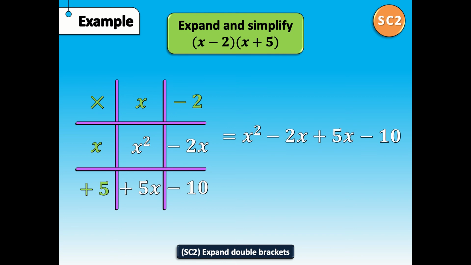So now we've multiplied, we just need to simplify everything now, and we can simplify the x's in the middle. So minus 2x plus 5x would be positive 3x. So our final answer is x squared plus 3x minus 10.